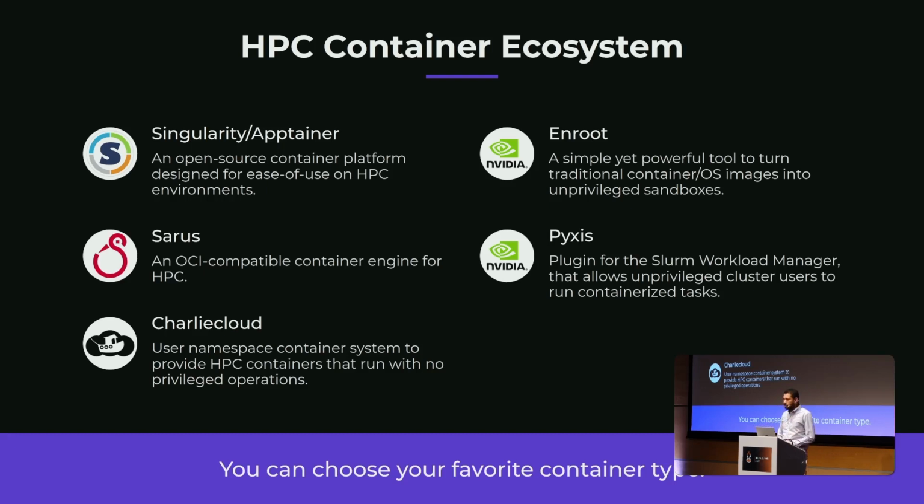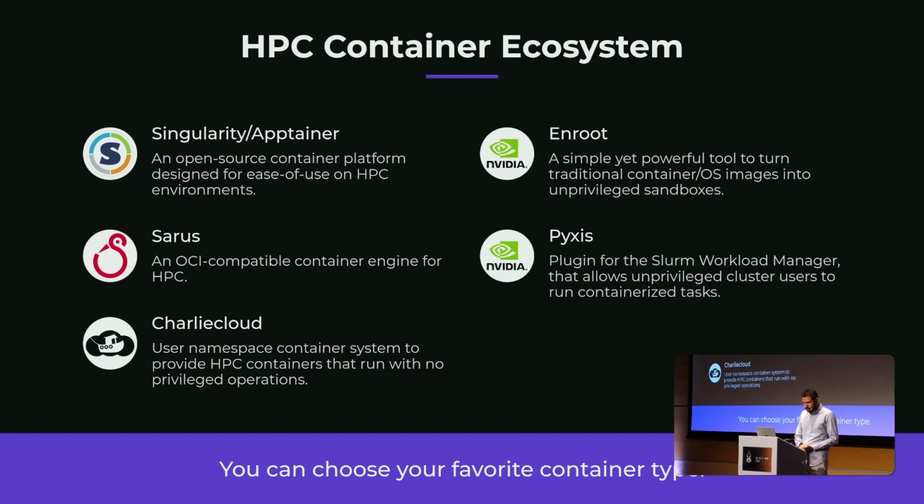So Singularity Community Edition is sponsored by Sylabs, and Apptainer is hosted by the Linux Foundation. But they have the same purpose. They are still compatible, so we can use either one or the other. They are basically the same, right? And they are meant to be easy to use on HPC environments. So they work really well with the workload manager. They work really well with Slurm, with distributed file systems, and all of those things we have on HPC clusters.